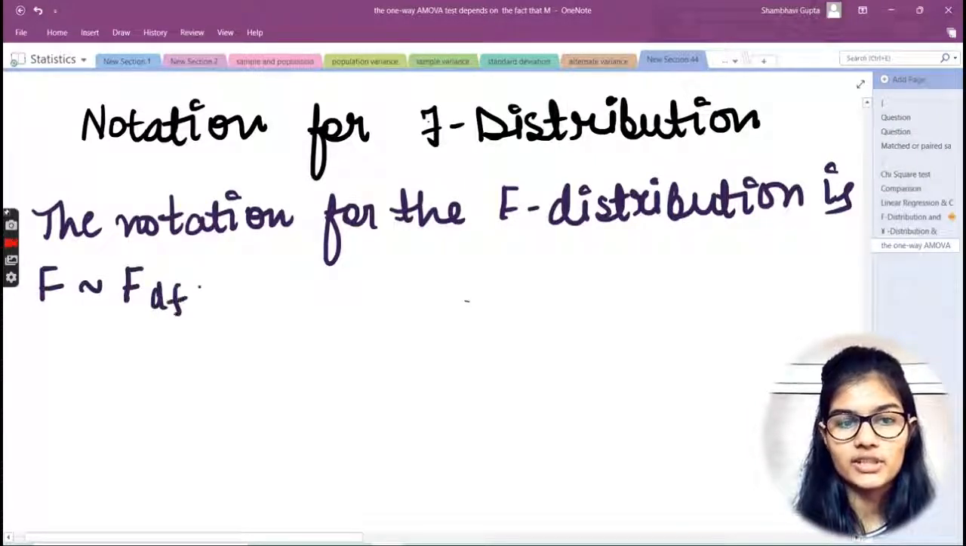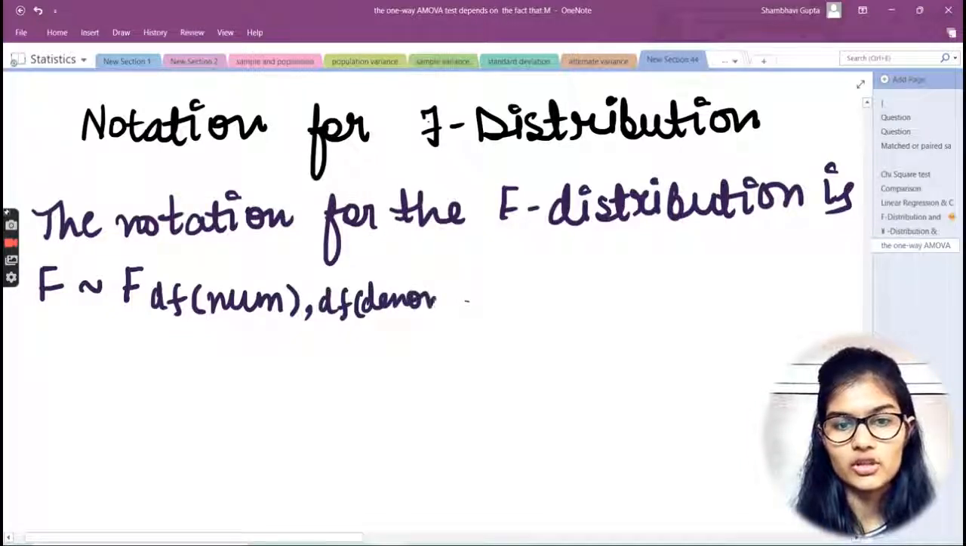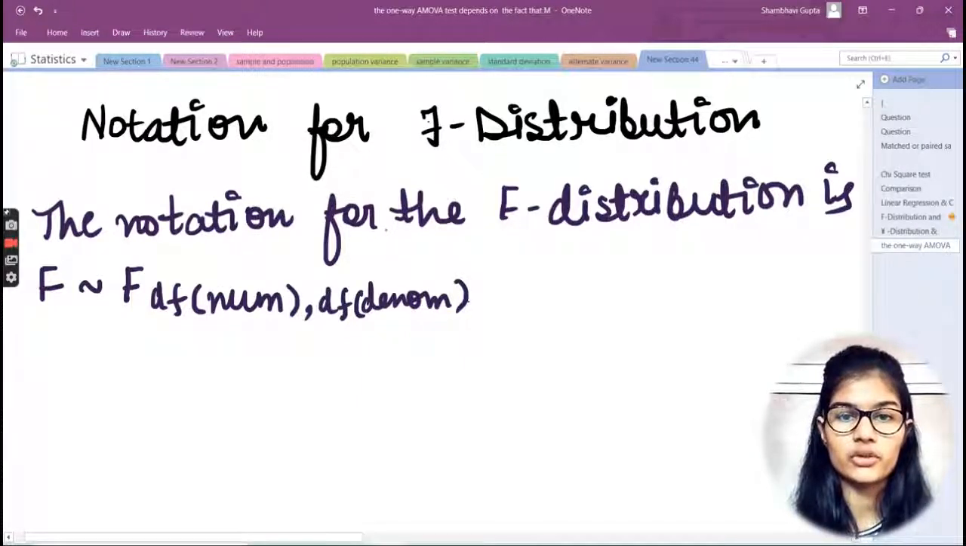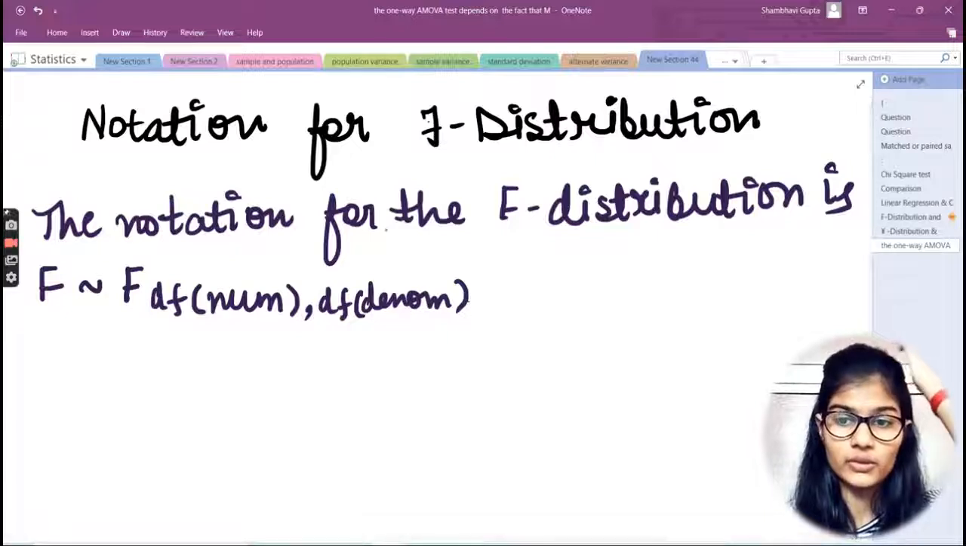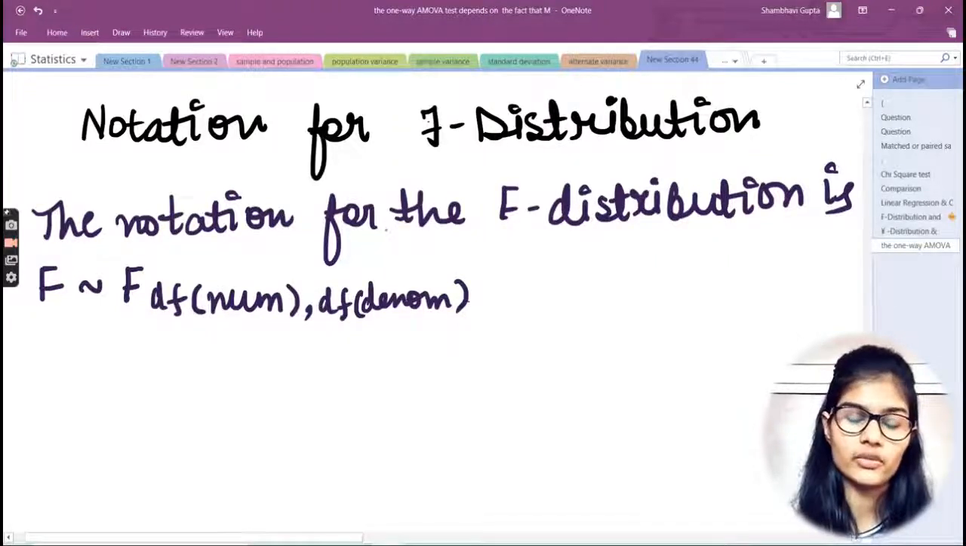Here we have df, the degree of freedom, numerator, then a comma, and again the degree of freedom, and next the denominator, denom. So this is how the notation for the F distribution is: F approximately equal to F with df numerator and df denominator. Now what do these particular things all stand for?